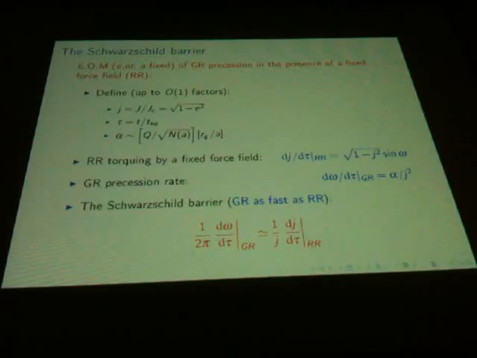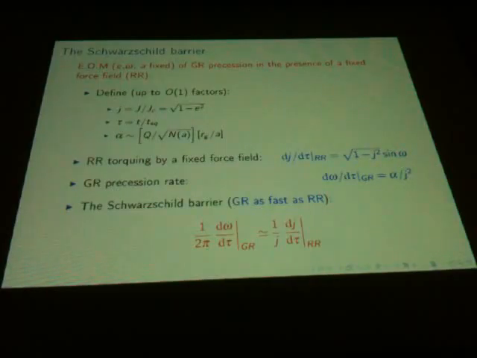I won't derive it, but it's easy to show that the change in the angular momentum due to the torquing by the fixed force is simply given by this, and it's angle dependent because the force has a particular direction. As the orbit precesses, the force sometimes torques it in one way, and once it precesses by pi, it torques it the other way. So it fluctuates between maximal in one way and maximal the other way.